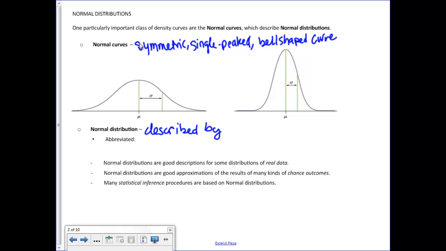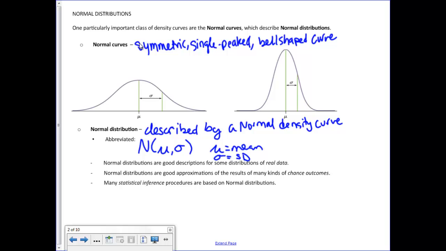So a normal distribution, like I just kind of said, is described by a normal density curve, and we abbreviate it as this. You're going to see this written all the time: N, and then in parentheses you have mu, comma, sigma. Make a note, mu stands for your mean, and sigma is your population standard deviation.